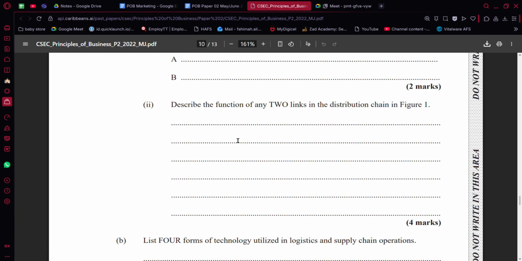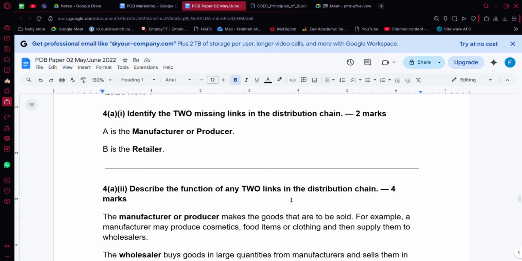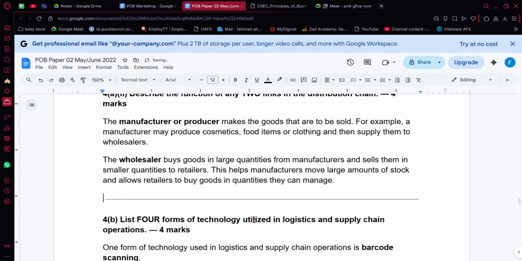Our next question. Describe the function of any two links in the distribution chain in figure 1. We have the manufacturer or producer makes the goods that are to be sold. For example, a manufacturer may produce cosmetics, food items, or clothing and then supply them to the wholesalers. The wholesaler buys goods in large quantities from manufacturers and sells them in smaller quantities to retailers. This helps manufacturers move large amounts of stock and allows retailers to buy goods in quantities they can manage.